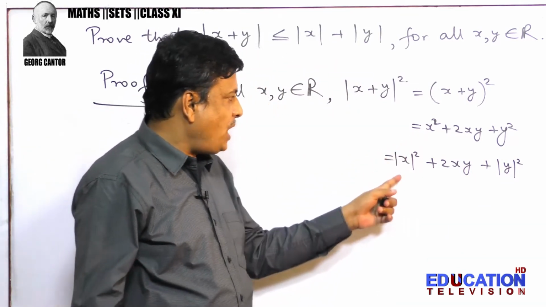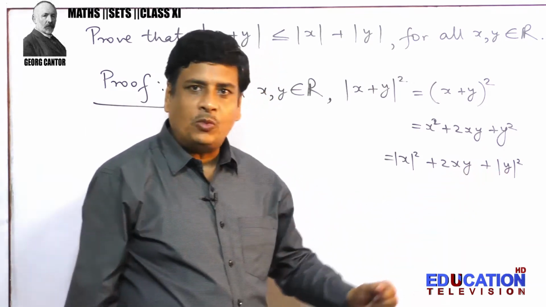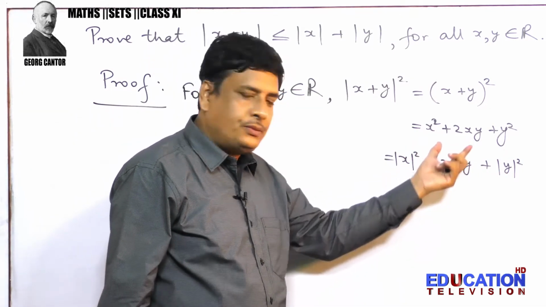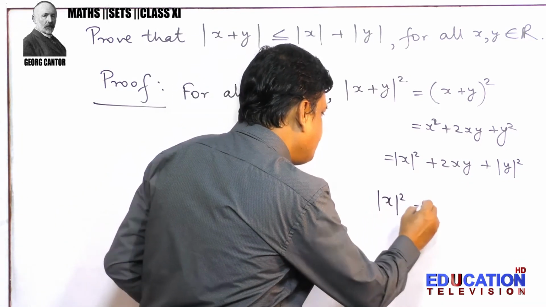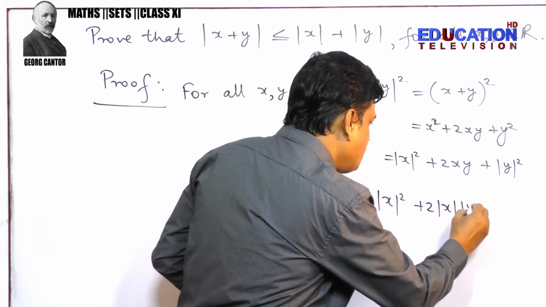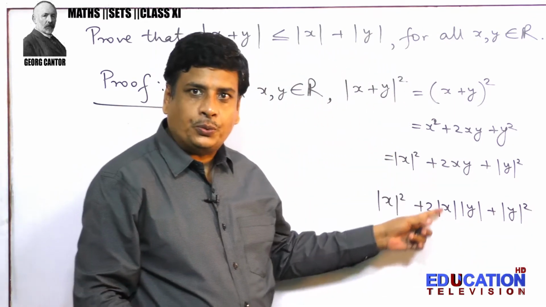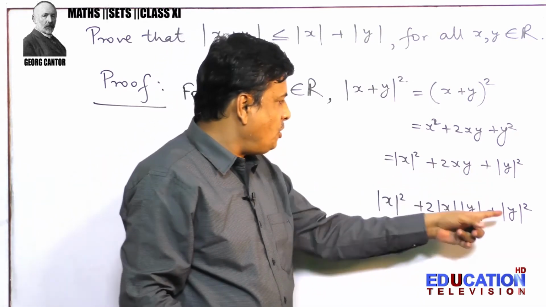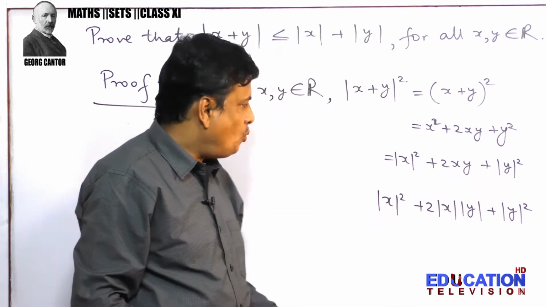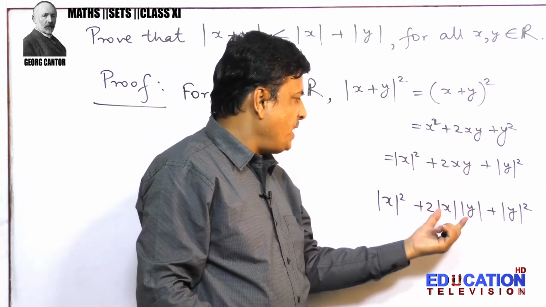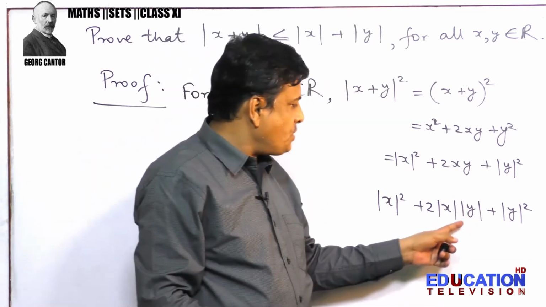So for x square we can write square of modulus x. For y square, square of modulus y. These two have equal value. Now we have to compare these two. First and third terms are same. Modulus x square, modulus y square. Only the change is in 2xy. For 2xy, we have written twice of modulus x, modulus y.